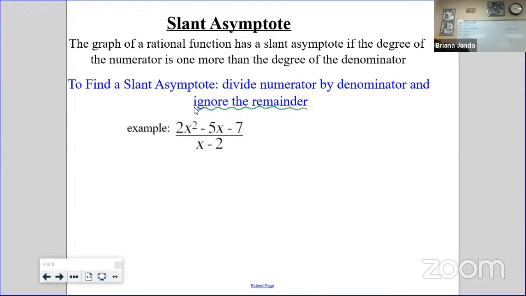Now, please look at your note sheet. I have altered the question after I printed the note sheet. So I believe you have a different sign on your problem than I have on mine. Please update it to what I have up here: 2x squared minus 5x minus 7, over x minus 2.